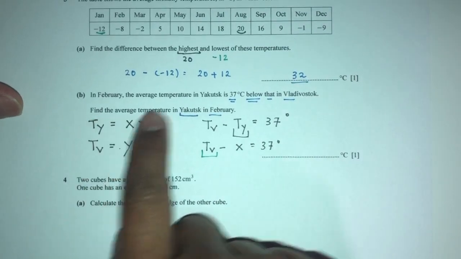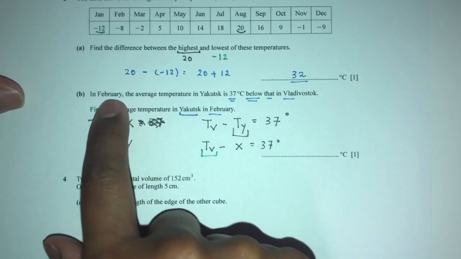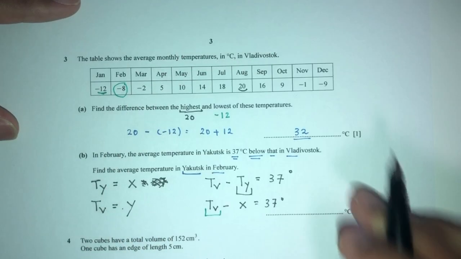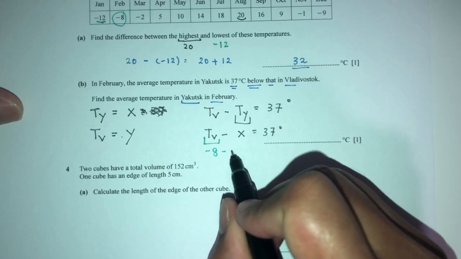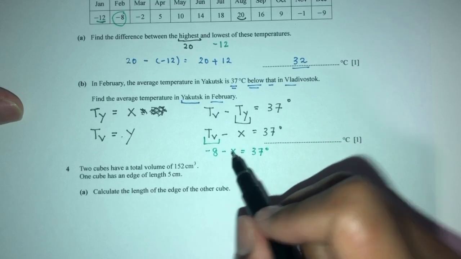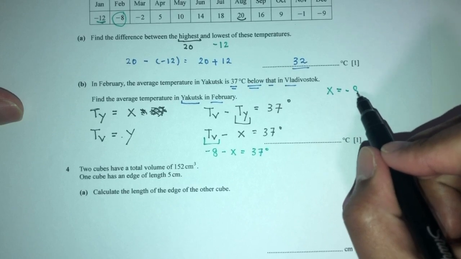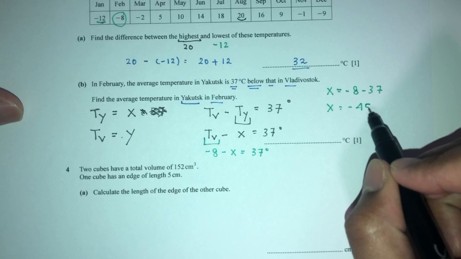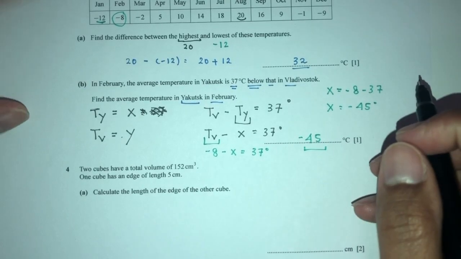So what is the average temperature in Vladivostok? It is in February. So let's have a look. January, February. So the temperature was -8. So here we had -8 minus X was supposed to give you 37 degrees. Which means if you make X the subject, we send this over here, it becomes -8 minus 37. So X will be minus 45 degrees Celsius. So minus 45 degrees Celsius will be the temperature in this place.